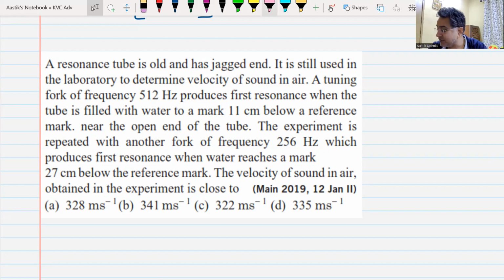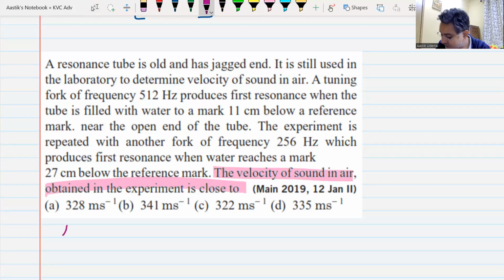You have to find the speed of sound in air from here. Two conditions are given, but different. They are not doing it with the same tuning fork. They are doing it with different tuning forks. Okay, that is why the question becomes somewhat difficult. I'll tell you how to do this.